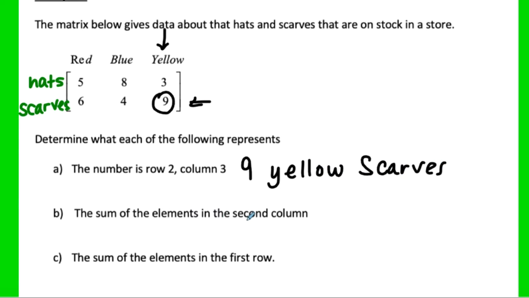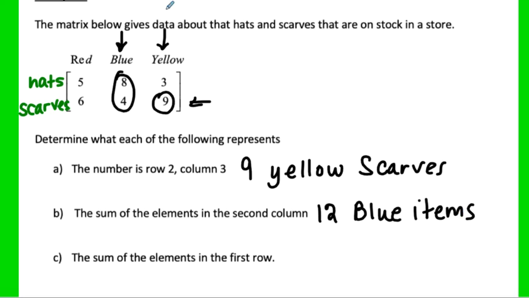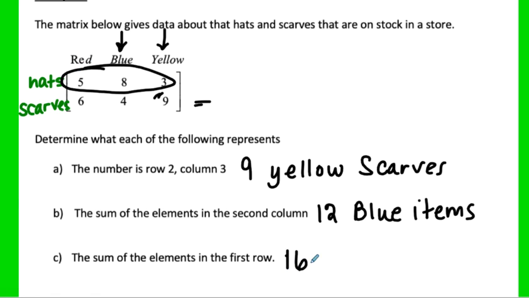The sum of the elements in the second column. Okay, well, this is the column. The sum of them would be 8, 9, 10, 11, 12. So that would mean that we have 12 blue items. The sum of the elements in the first row. Okay, so the first row is hats. So the sum of those elements would be 16. So we have 16 hats.